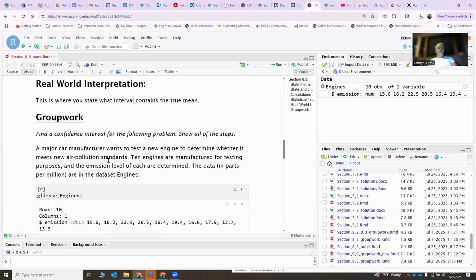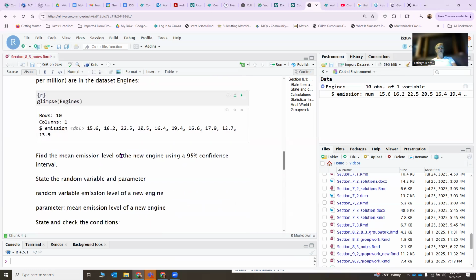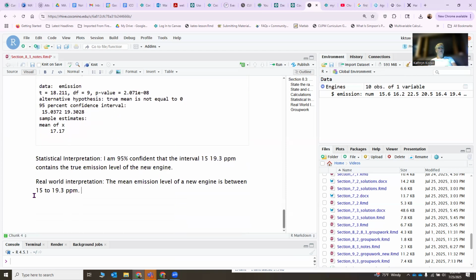And if we knew what the new emission standards, new pollution standards were, we could see if this is within those. Because if the new pollution standards are in this interval, then we would say it doesn't meet it because they shouldn't be there. If it's outside that interval, we could then say how it meets or doesn't meet. And there we go.